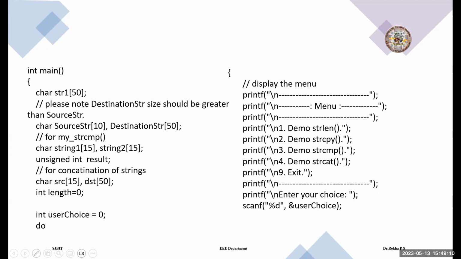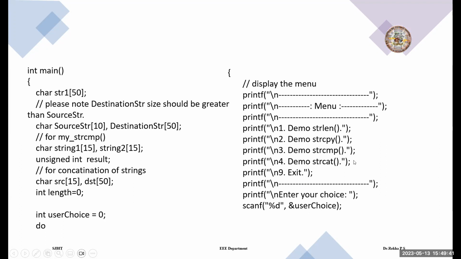So what is it supposed to do? See, now I have used a do while loop. Do. Now it will display the menu I have designed. You can see here, the menu is whether you need strlen demo or string copy demo or string compare demo or string cat demo. Once all comparison is done, you should exit.